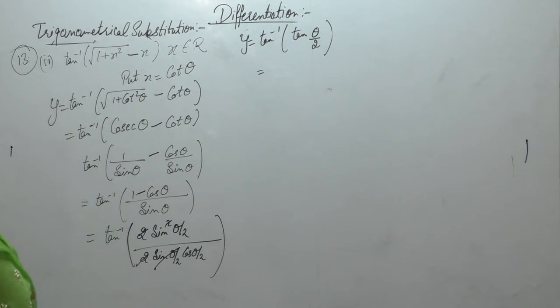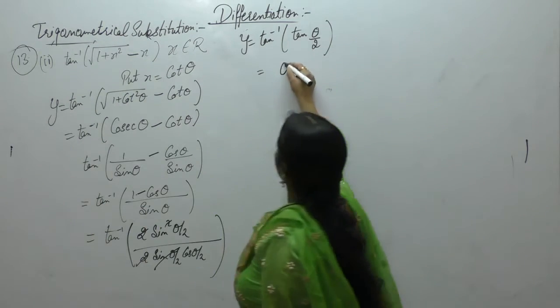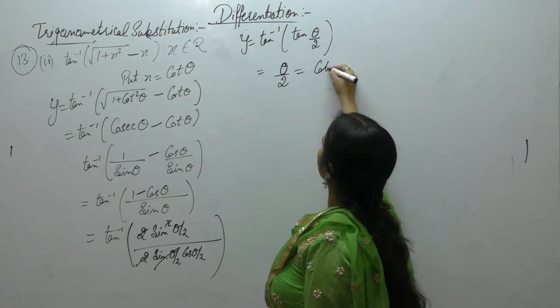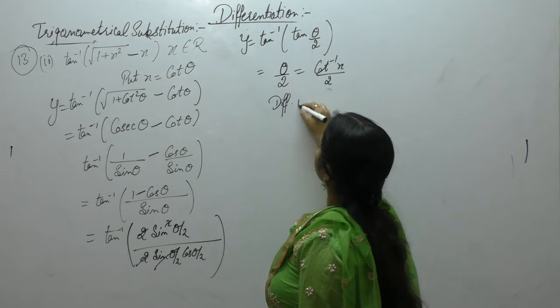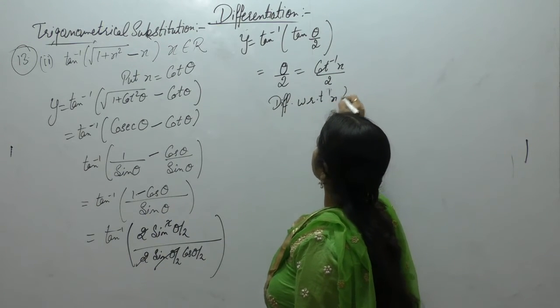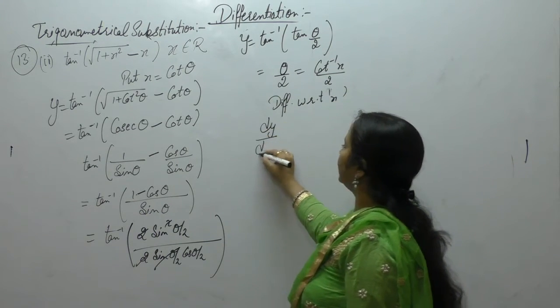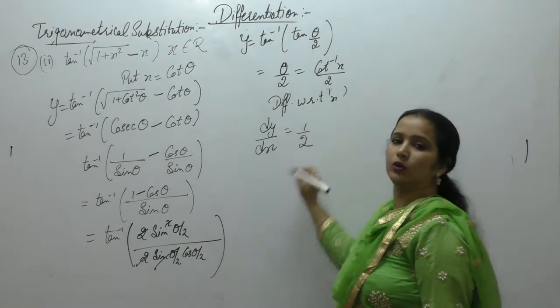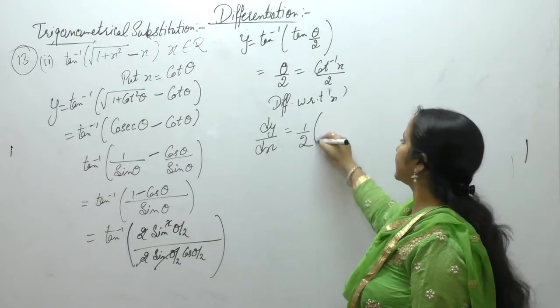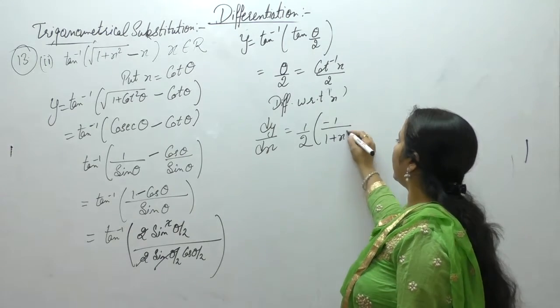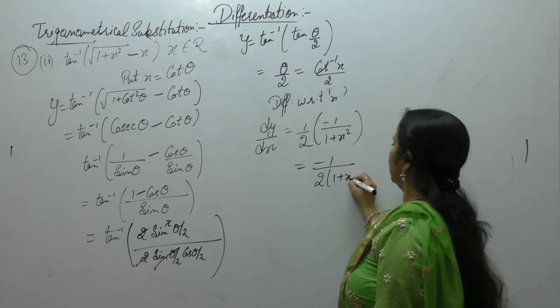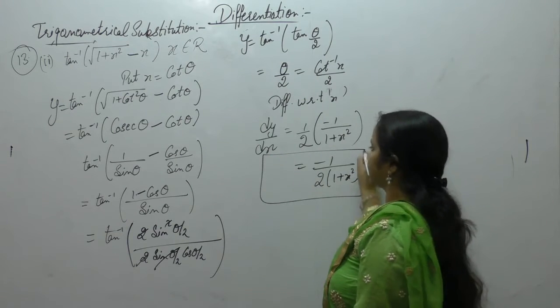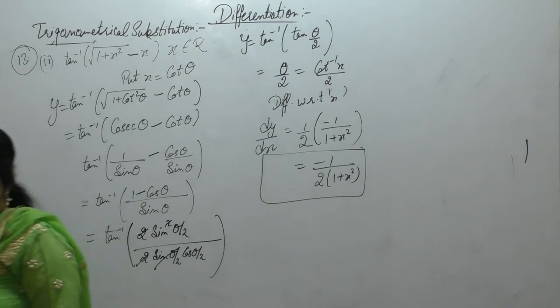Tan inverse tan theta by 2. So we get, as x belongs to real numbers, theta by 2. Theta is cot inverse x. Now differentiate with respect to x. dy upon dx is 1 by 2 times the derivative of cot inverse x, minus 1 upon 1 plus x square. So we get minus 1 upon 2 into 1 plus x square. Note it down.